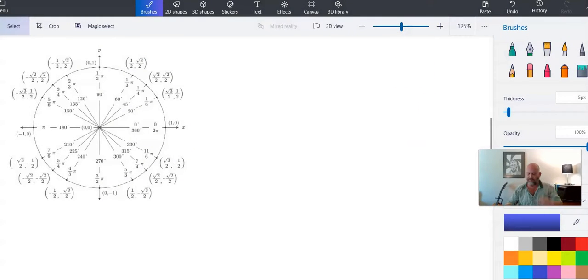So first of all, before I engage the unit circle here, I want to make sure we understand what an inverse function is.